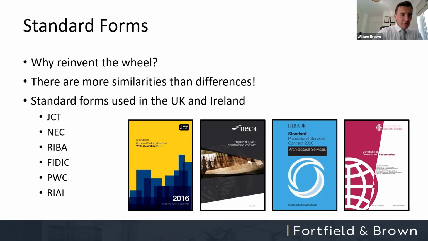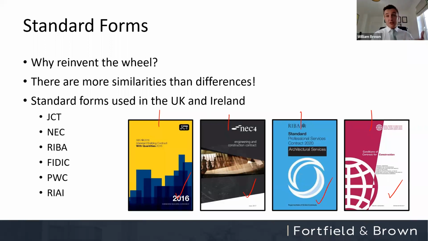In terms of the standard forms that I have listed on the slide here, again, we've got the JCT, the NEC, RIBA, and the FCInstCES, some of the most popular standard forms. There are more similarities between them than differences. Put it like that. They are all construction contracts. You can use pretty much any of these contracts to achieve the same outcome. But be careful in doing so, because each of these contracts approaches things in a slightly different way. They allocate the risks between the parties in a slightly different way. They might have slightly different payment terms. They might deal with retention, for example, in a slightly different way.